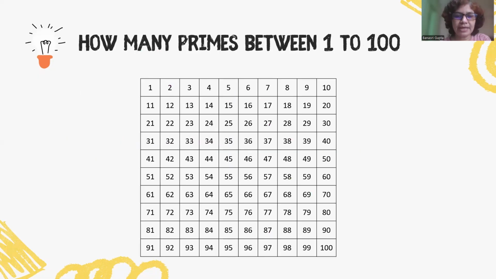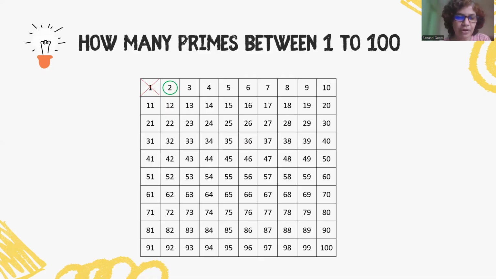So now we will see a method to find all the prime numbers below 100. This is called the sieve of Eratosthenes and it was designed more than 2000 years ago. So let's find out all the prime numbers below 100. First we cross out the 1, and the first prime number we circle it.